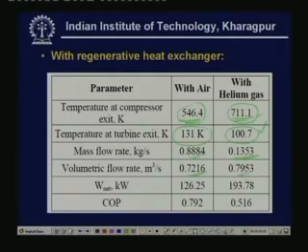Next, net work input. There is a big difference because the compressor exit temperature is very high for helium and the Cp value is also high. You find that the required work input to the compressor is very high, even though the mass flow rate is low. So, as a result, the COP of the system is less with helium gas. So, you can see that by replacing air with helium, you are gaining by way of lower turbine exit temperatures and lower mass flow rates, but you are paying by means of lower COPs.